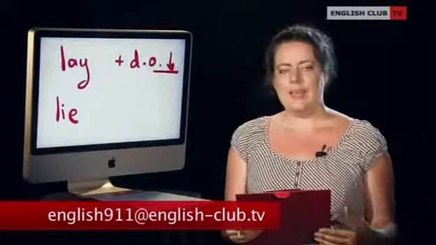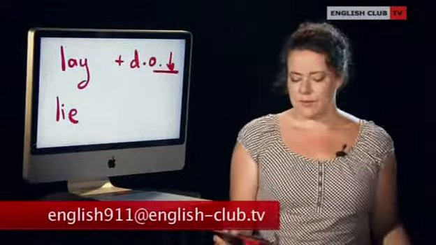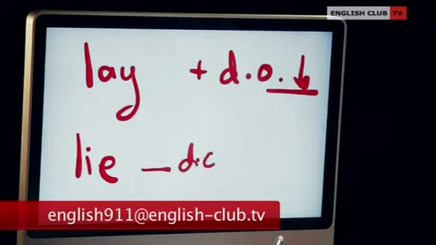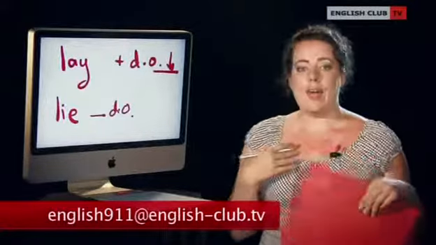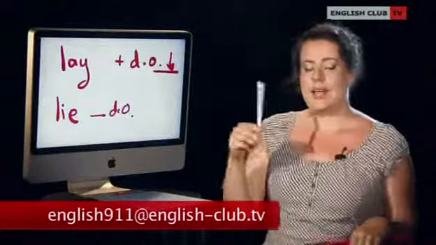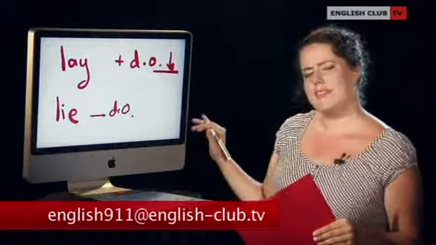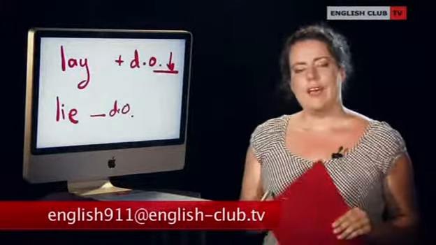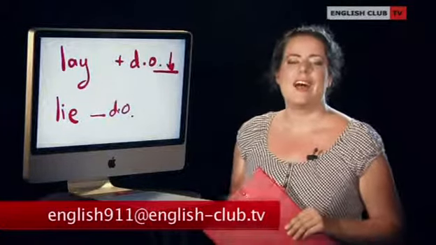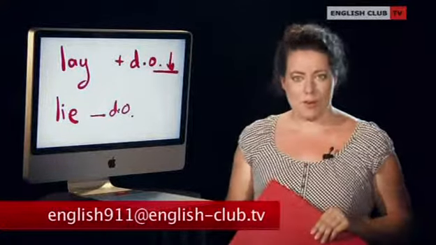Now, to lie means to recline. For example, to lie down on a bed. However, to lie does not have a direct object. So let's just go minus direct object right after it. So I lie myself down on the bed, but I lay the pen down. I hope that's understandable. If not, just write me in and I will try and explain it even more clearly.